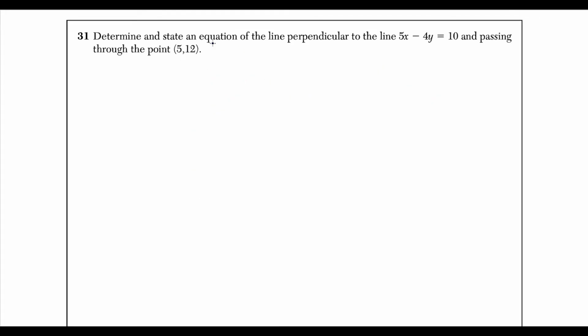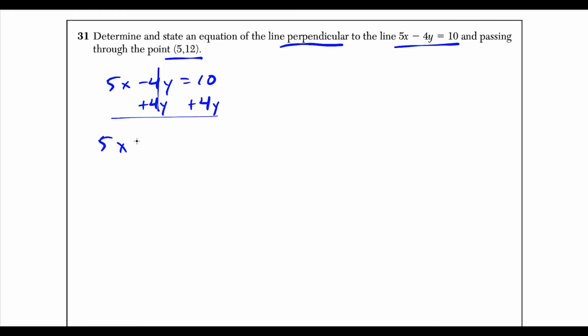So we want to determine and state the equation of a line perpendicular to this line that passes through the point (5, 12). So in order to write the equation of a perpendicular line, we have to know the slope of that line. So we could solve it for y equals. So we'll just go ahead and take this equation here, 5x minus 4y equals 10. And now to solve for y, what we could do is add 4y to both sides. And then next line we'll have 5x equals 4y plus 10. And now we could just subtract 10 on both sides.